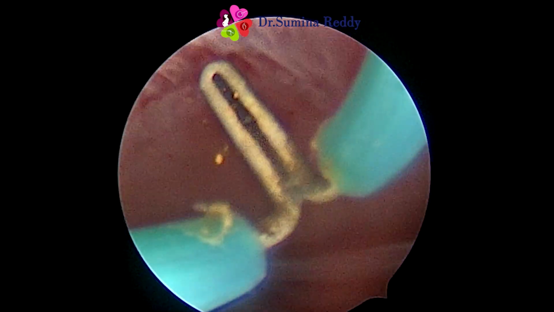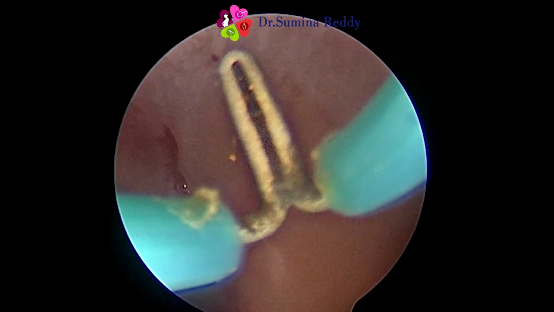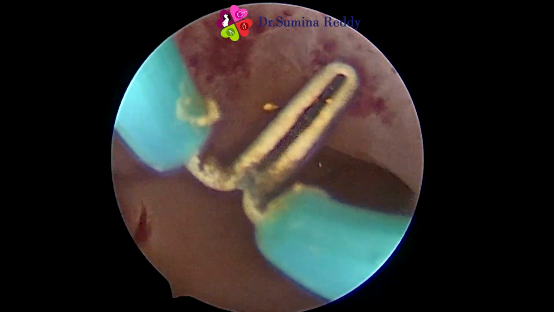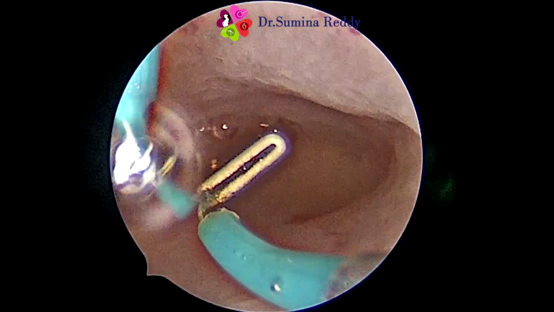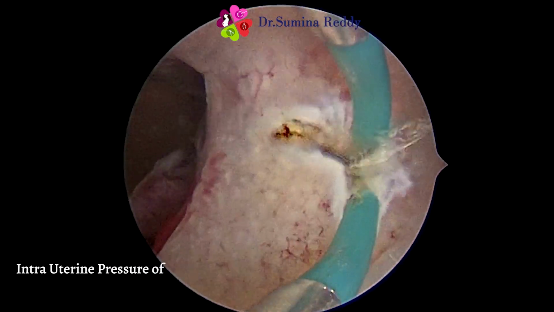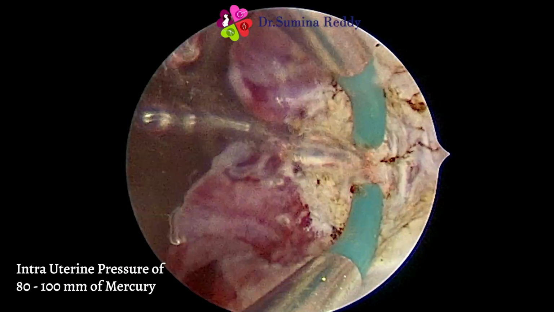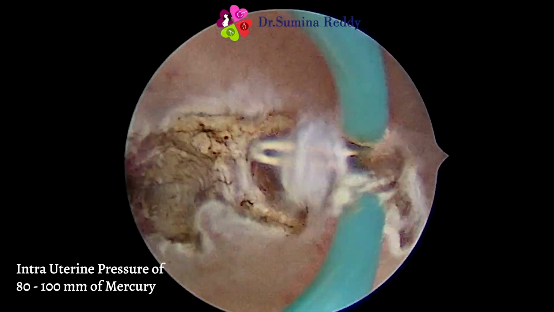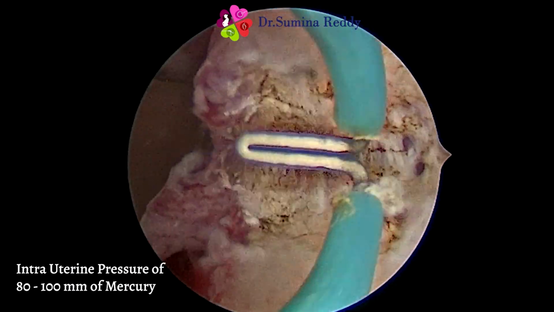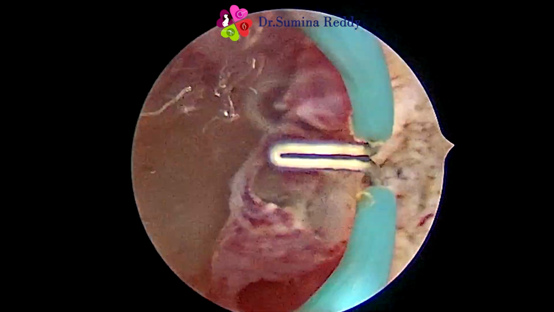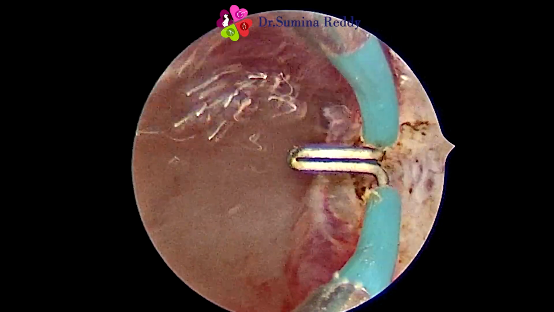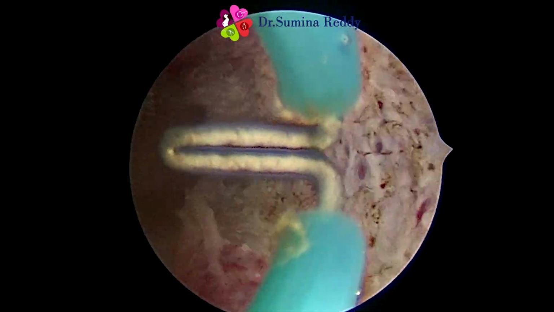Using normal saline and Hysteromat for distension purpose, intrauterine pressure of around 80 to 100 millimeters of mercury is maintained using a flow rate of 150 to 250 ml per minute. Fluid balance is maintained meticulously.